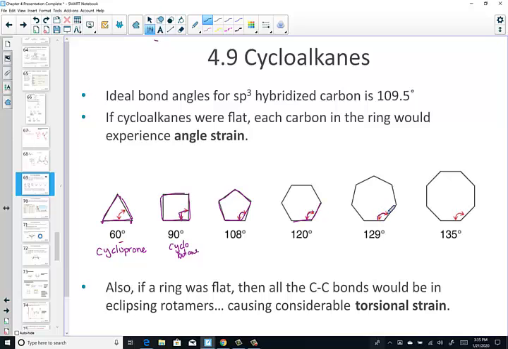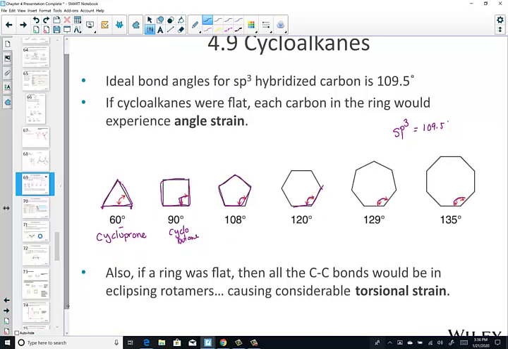Here is cycloheptane, cyclooctane, and we start to see variants for that sp3 hybridized carbon. Now remember the tetrahedral shape of sp3, every carbon having 4 bonds, the ideal bond angle was 109.5. So if cycloalkanes were indeed flat, each carbon in the ring would experience significant angle strain.